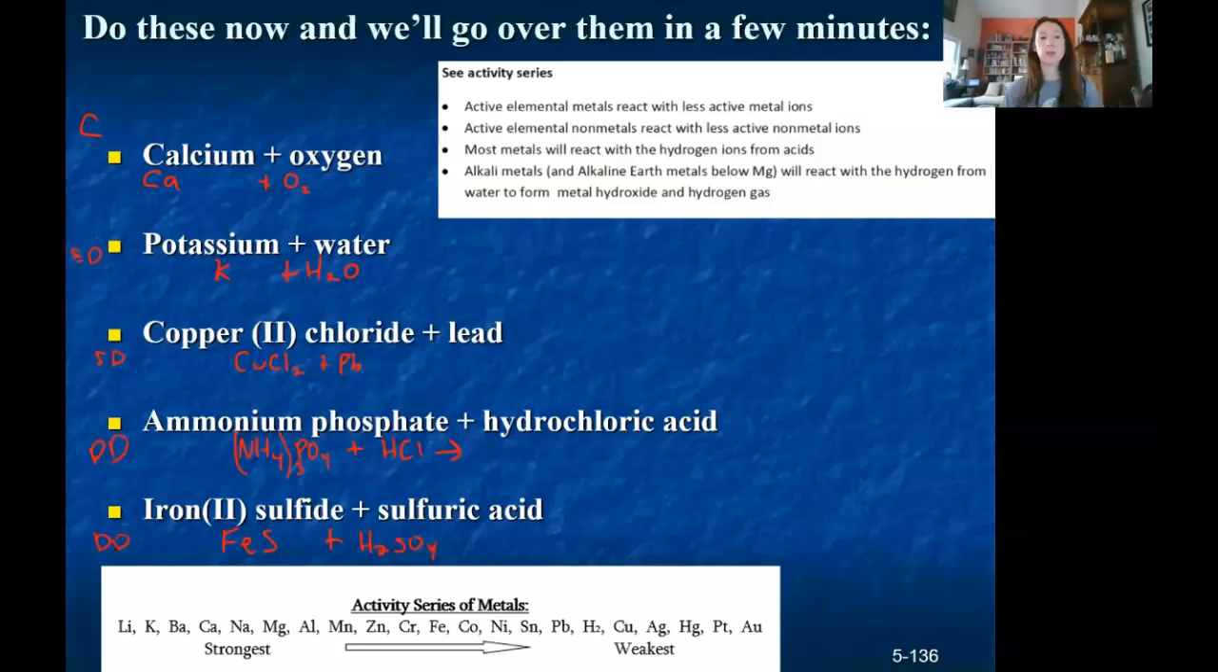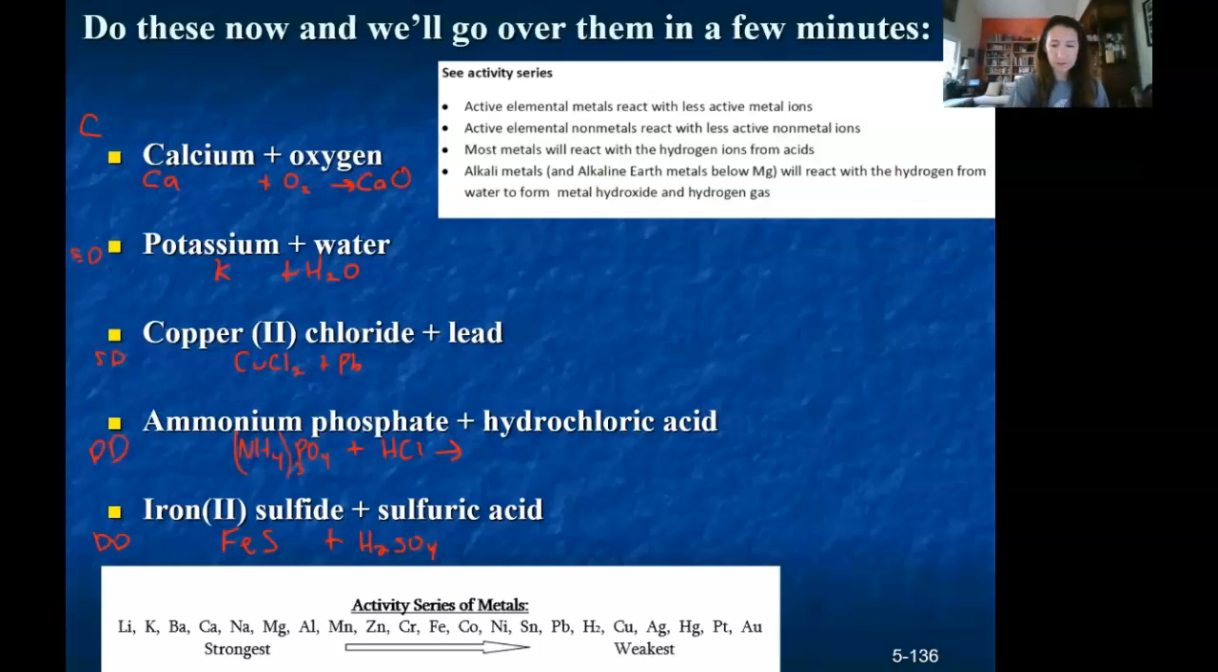So the first thing that you do is classify them. And then you look on your sheet for the one that matches it. So when we look for calcium plus oxygen, it's probably just going to be a metal plus a non-metal combines, right? That's really our only option here. There's really no other option here. So this is just going to combine into CaO.